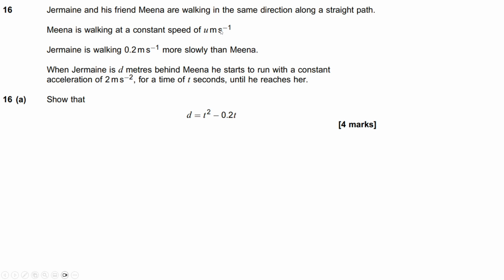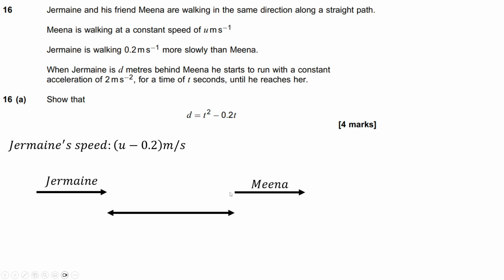Okay, so if her speed is u, Jermaine's speed is going to be u minus 0.2. If we draw a really simple diagram where we've got Jermaine, we've got Mina, and then the distance in between them. How can Jermaine catch up to Mina? Well, he needs to travel the exact same distance as she travels, plus this extra distance d. So Jermaine's displacement has to be d plus Mina's displacement, where sm is Mina's displacement and sj is Jermaine's.